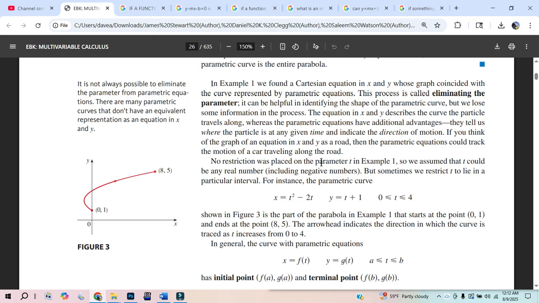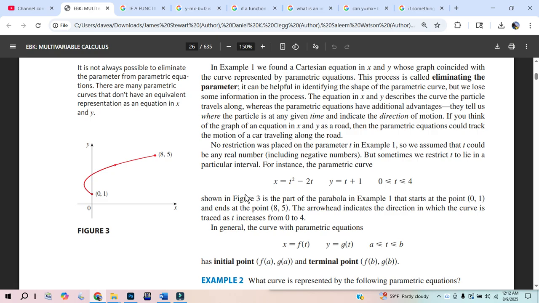No restriction was placed on the parameter t in example 1, so we assume that t could be any real number, including negative numbers, but sometimes we restrict t to lie in a particular interval. For instance, the parametric curve from 0 to 4 seconds is represented here. And so this might be, especially in physics, parabolic motion, usually projectile motion with gravity. Throw something up and it comes down. You know what I mean? Even if you just throw something up and it comes down, that's going to map out its height in the y direction and its distance in the x direction.